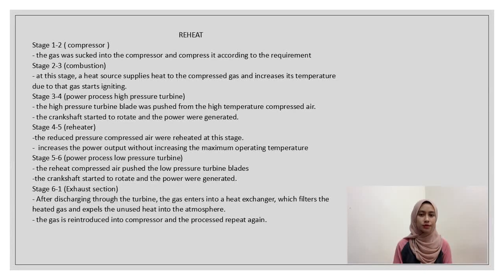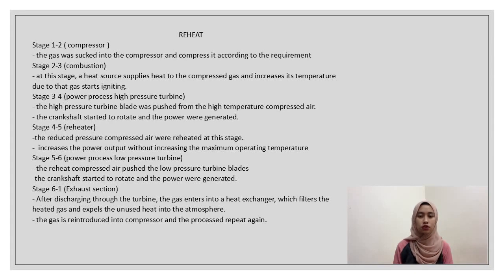Next is the working principle of reheat. The working principle of reheat for stage 1 to 2 is the compressor. The gas is sucked into the compressor and compressed according to the requirement. Stage 2 to 3 is combustion. At this stage, a heat source supplies heat to the compressed gas and increases its temperature, so the gas starts igniting. Next, stage 3 to 4 is the power process in the high pressure turbine. The high pressure turbine blade is pushed by the high temperature compressed air, the crankshaft starts to rotate and the power is generated.